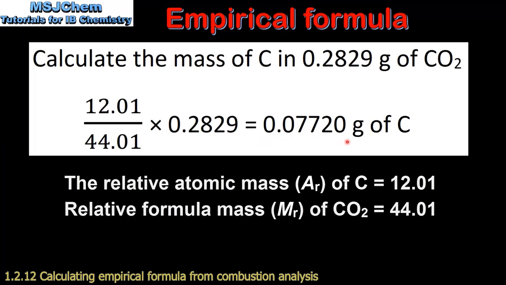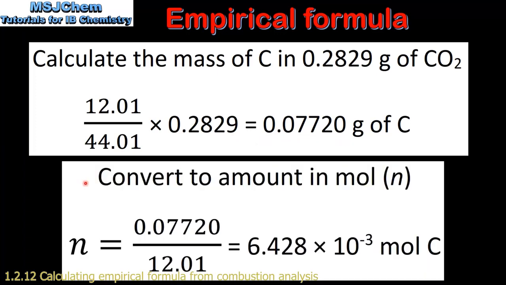0.07720 grams of carbon. Next, we convert to amount in moles using the equation n, which is amount in moles, equals mass over molar mass, which gives us 6.428 times 10 to the negative 3 moles of carbon.